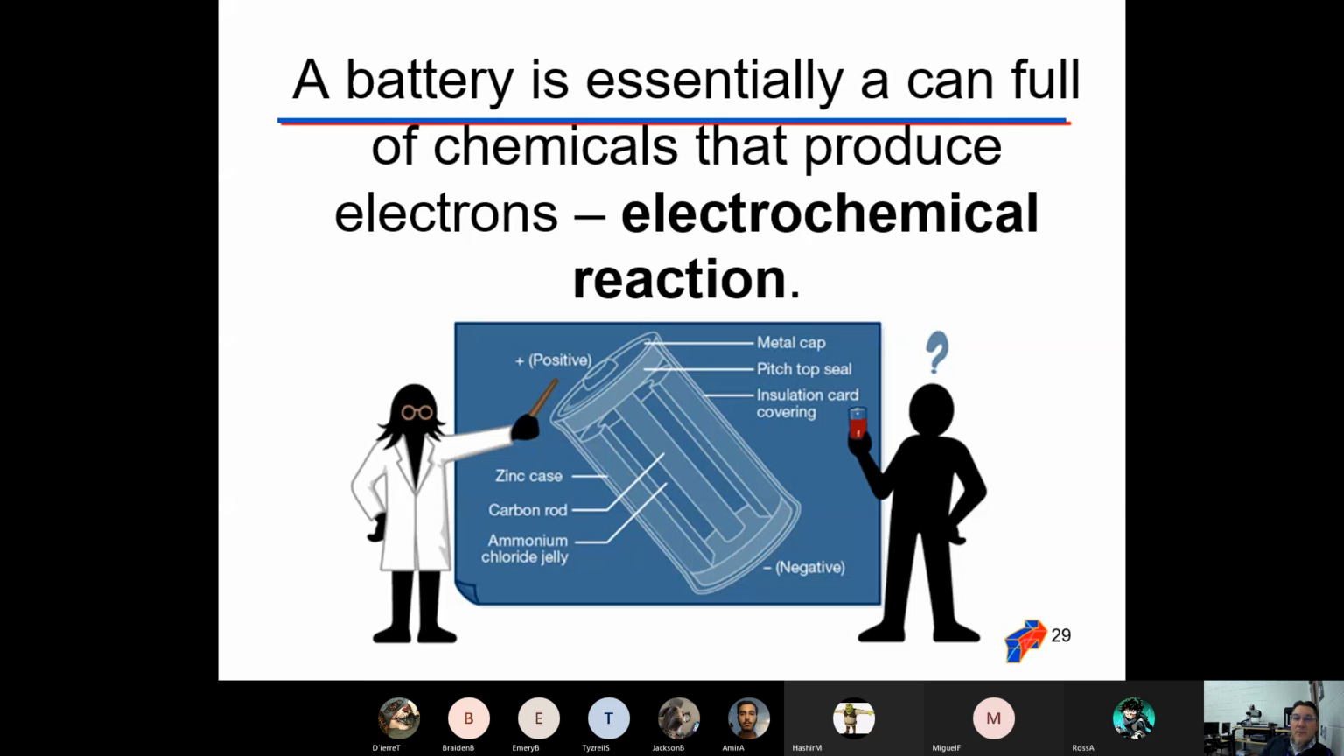A battery is essentially a can full of chemicals that produce electrons. So it's an electrochemical reaction. Somewhere in your notes, write down battery is an electrochemical reaction, so you understand that that's going to be different from what we're talking about. And inside the battery, there's a chemical that's reacting with the zinc inside it, or the carbon rod, however you want to look at that. Those materials create an electrochemical reaction that creates electricity.